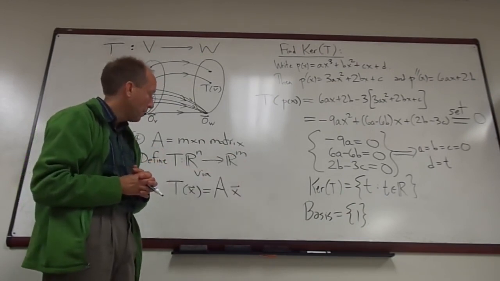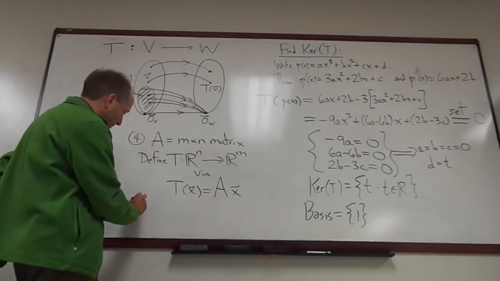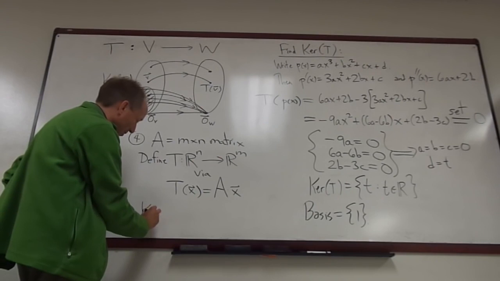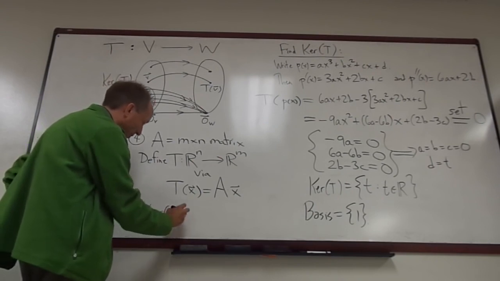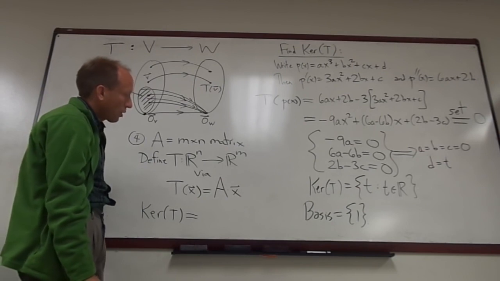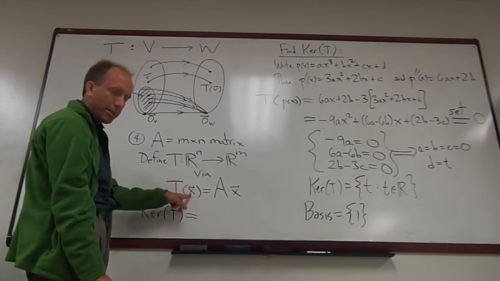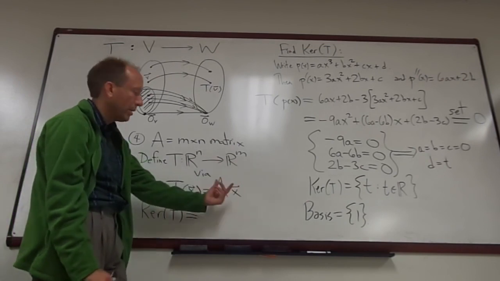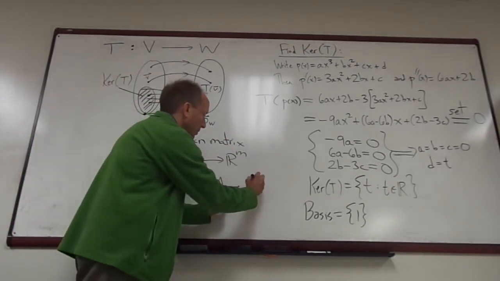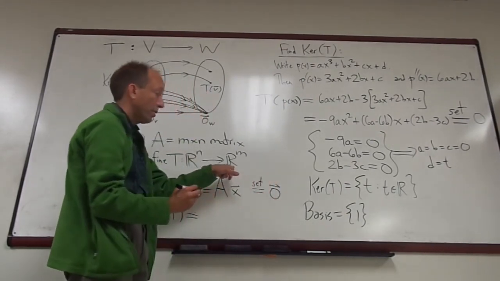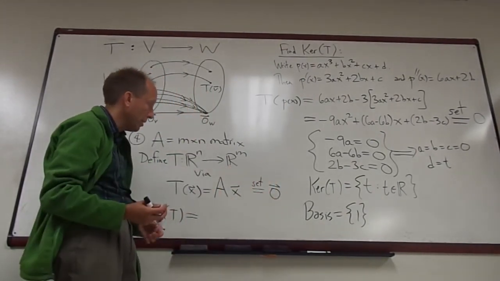Okay? So here's a good question to think about. In the context of this type of example, what is the kernel of T? The kernel of T, that's the set of vectors x that get transformed to 0. In other words, to find the kernel of T, we would be setting this equal to the 0 vector of Rm, whatever m is.